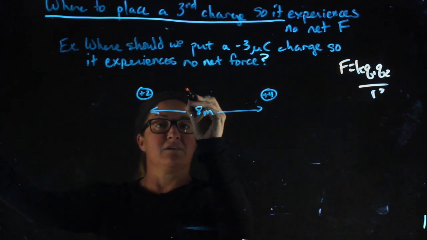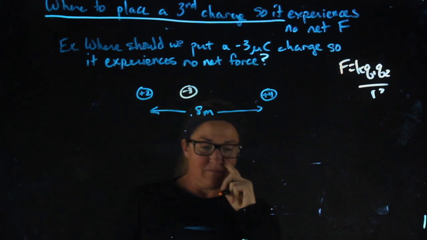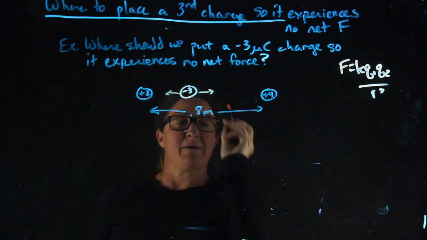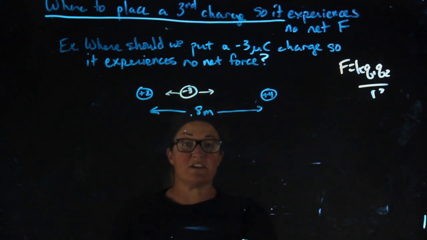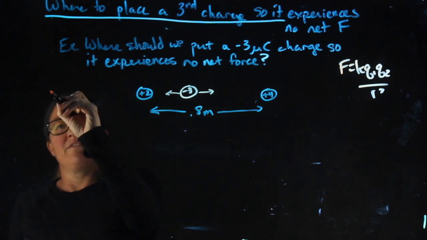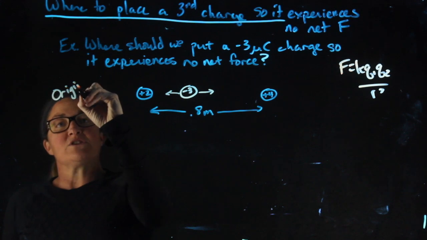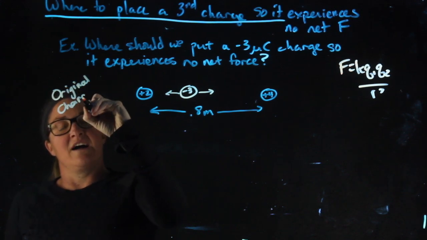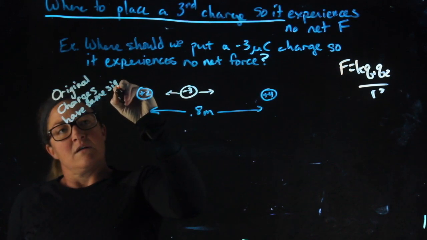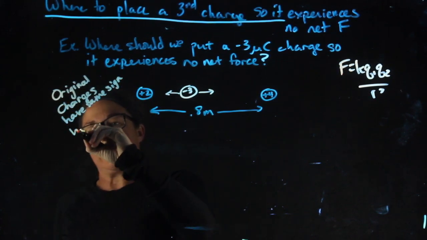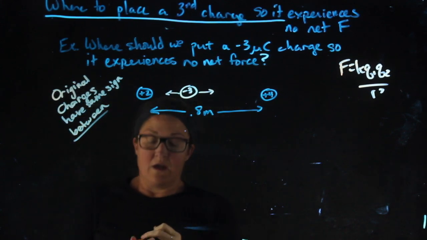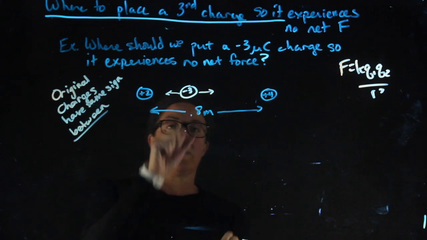However, if I put it in the middle, now it will be pulled one way by one of the charges, pulled the other way by the other charge, and I have a chance of these two forces balancing out. Whenever the original charges have like signs, we're going to put the third charge between. Now I'm going to solve it. I want to figure out what this placement is.